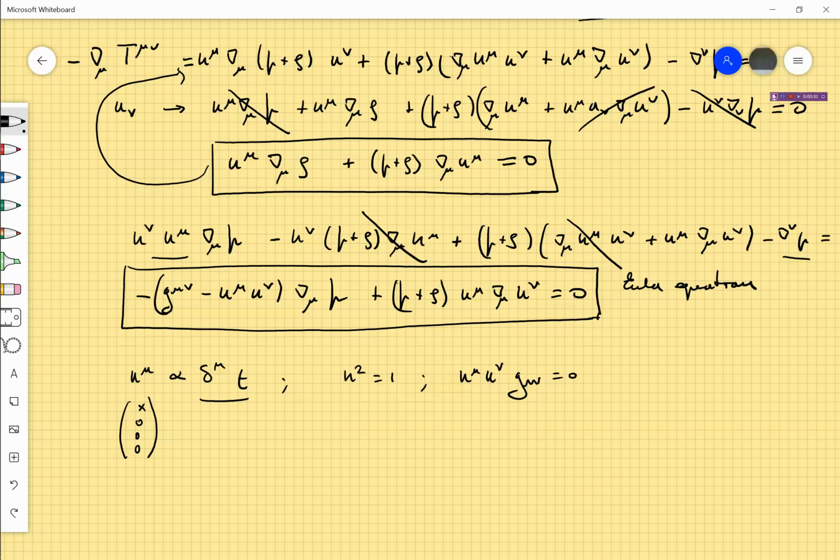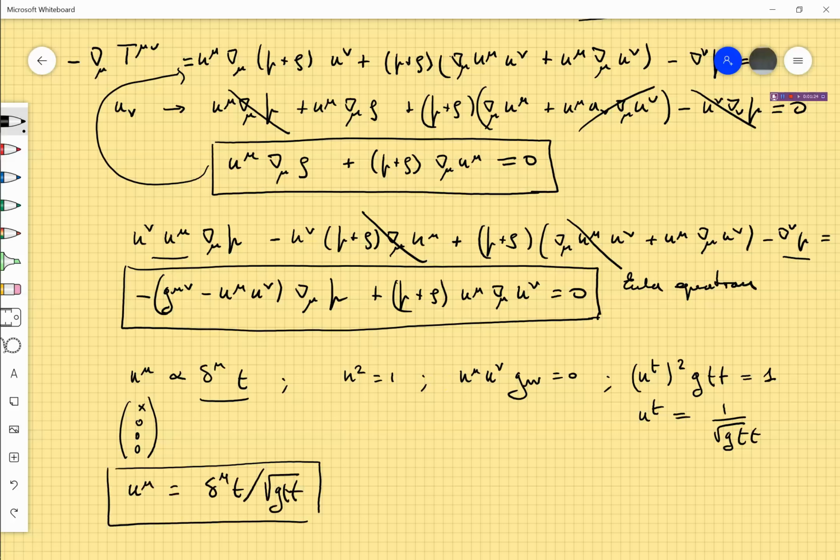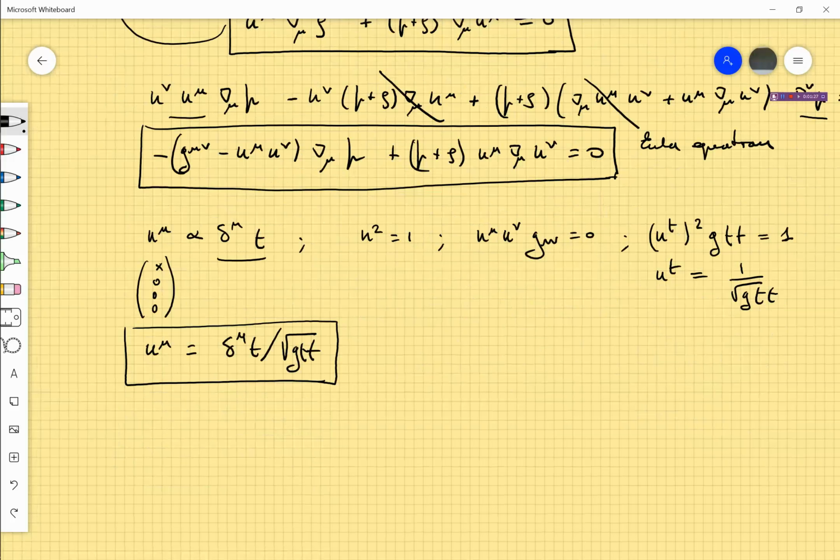And if this is δ^μ_t, this means that the t component squared times g_tt has to be equal to 1, and then u^t is going to be 1 over the square root of g_tt. So in total u^μ will be δ^μ_t divided by the square root of the component g_tt. This still doesn't tell us much about the fluid, it's just a condition on the coordinates.